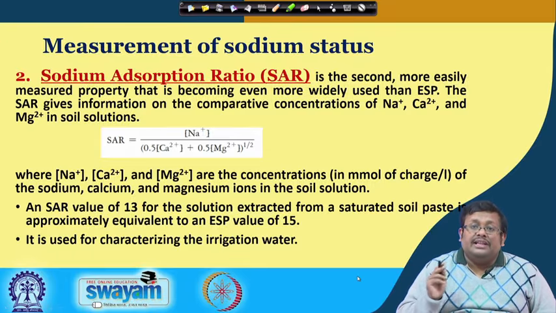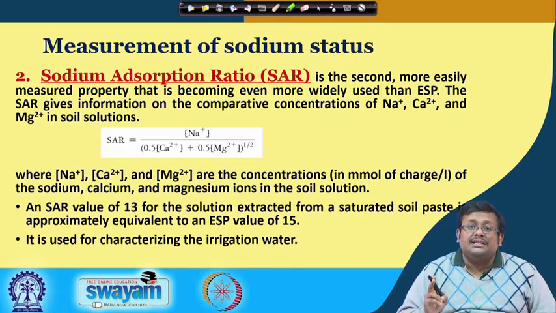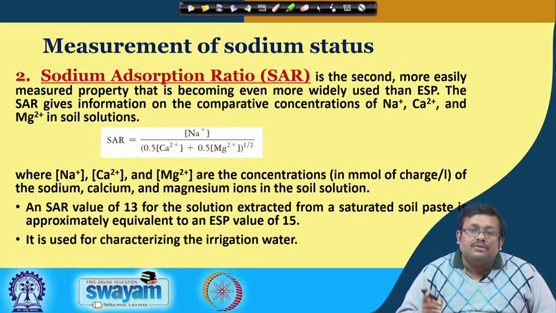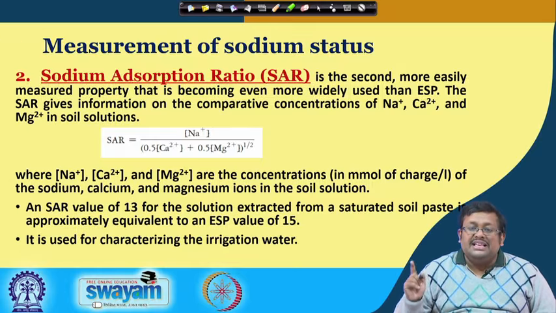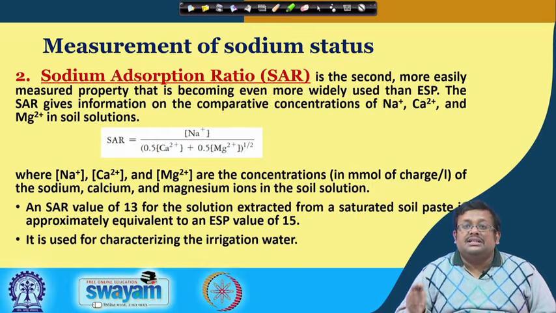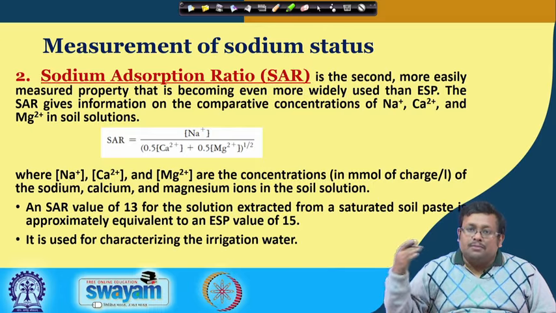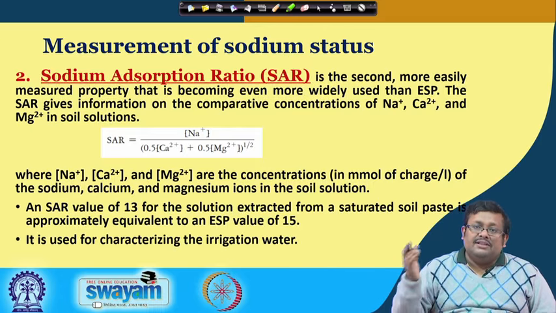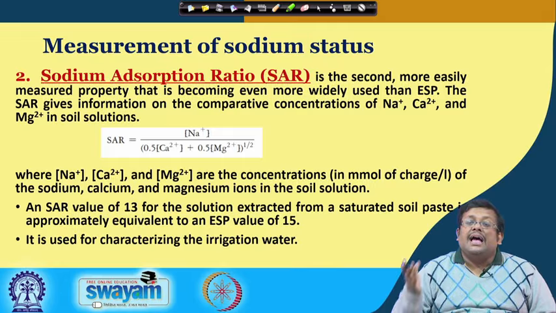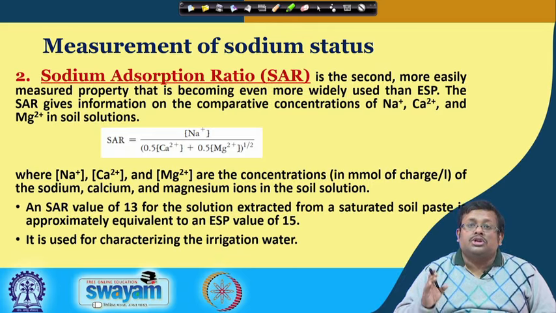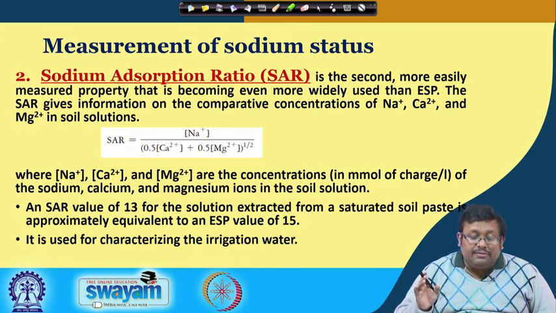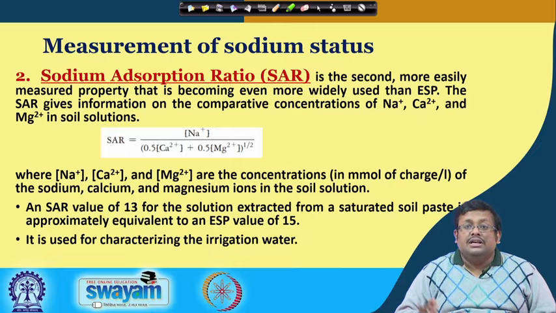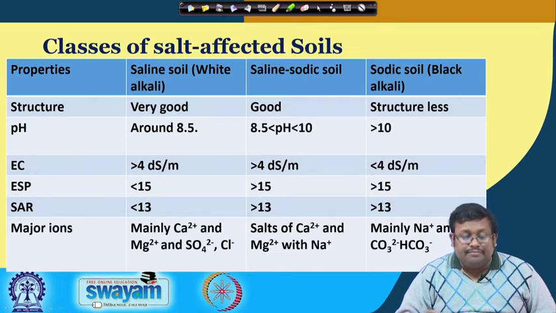So, we have learned there are two indices of soil sodium status, or sodium status of irrigation water. One is the ESP, the exchangeable sodium percentage, and the cutoff value is 15. If it is more than 15, then the soil is sodic. If it is less than 15, the soil is non-sodic. And there is the other, sodium adsorption ratio, or SAR, where the cutoff value is 15. If it is more than 15, then it is sodic soil. If it is less than 15, that is a non-sodic condition.